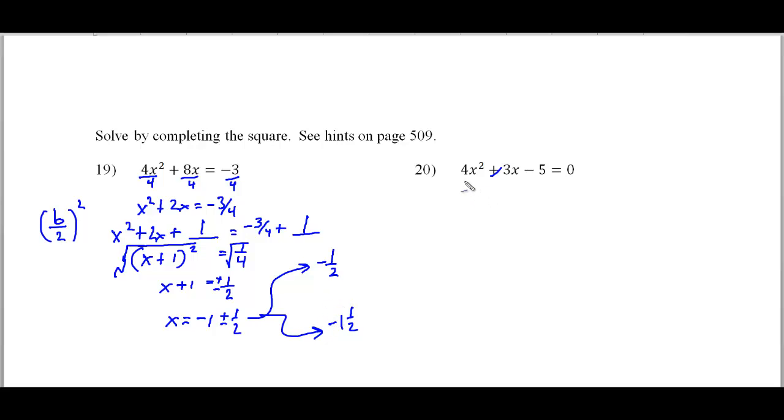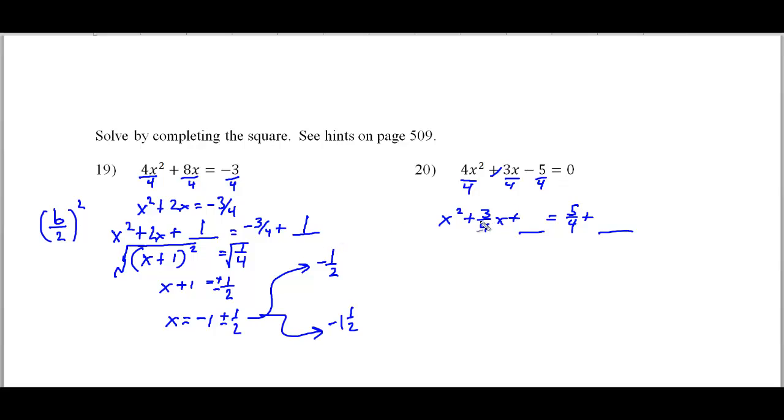Now, in problem number 20, we're going to do the same thing. We're going to divide everything by 4. But you'll see how much more difficult the problem is. Even though our first term is now x squared, our middle term is plus 3/4 x, which is going to make things rather tricky when completing the square. Now, to spend a little less time doing this, I'm going to move this negative 5/4 to the other side. So this is going to be positive 5/4. Now I'm going to put a little blank here for what we're going to use to complete the square.